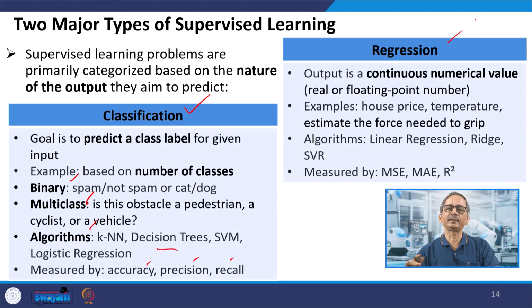In case of regression, the output is a continuous numerical value. It could be a real or floating point number. Examples could be house prices, temperature, or estimating the force needed for gripping by a gripper. The algorithms could be linear regression, Ridge, and SVR. And here measurement we are doing using, say, mean square error, mean absolute error, R square, and so on.